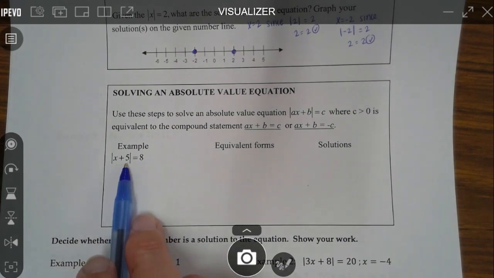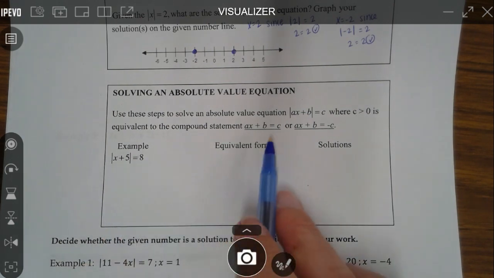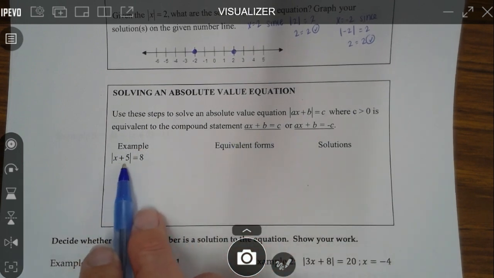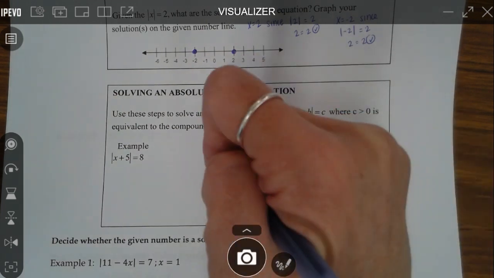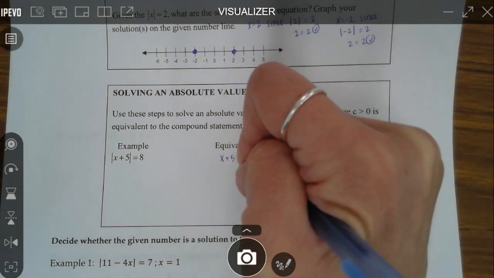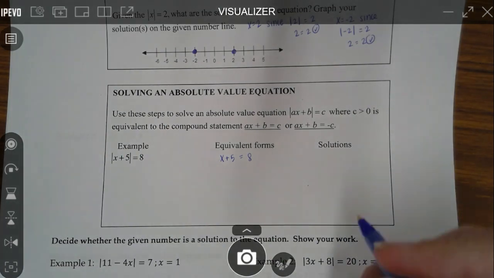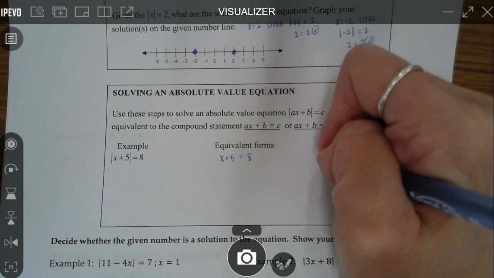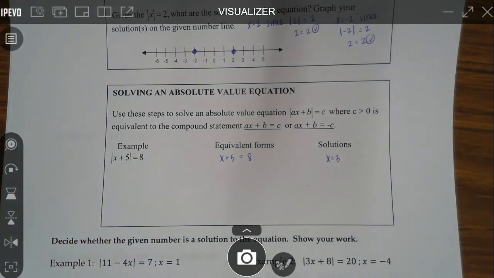So if I split up, again, I'm going to have 2 equations that I'm working with. For this absolute value of x plus 5 equal to 8, one of my equivalent equations is going to be x plus 5 equal to 8. And if I solve that, subtract 5 from both sides, my first solution would be x equals 3.